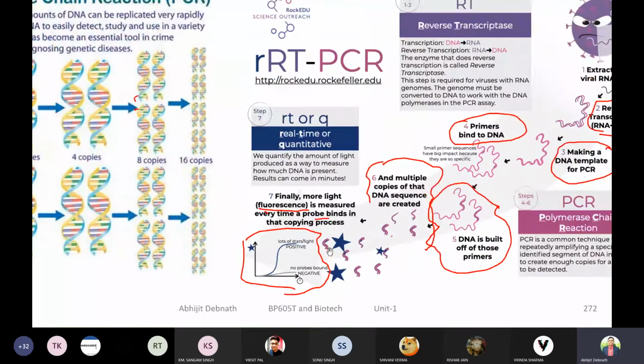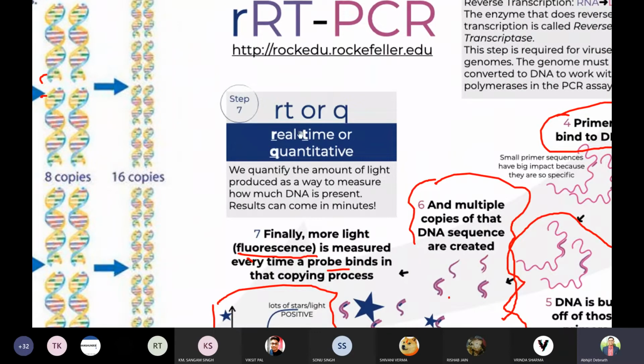So I have a video. Okay, another thing, in the last step we quantify the amount of light produced as a measurement of how much DNA is present. So that is why it is also called real time. It is also called real time RT.